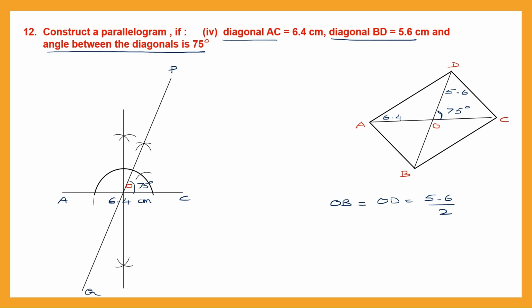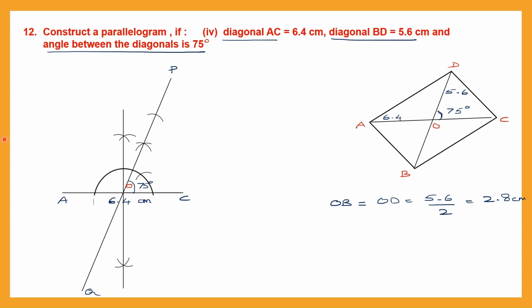Now how much is 5.6 divided by 2? That is 2.8. So 2.8 centimeters. So OB should be 2.8 centimeters. From here to here, this side is 2.8 and this side is 2.8 centimeters. So we're going to take our compass, get 2.8 centimeters, place it at O and draw an arc on this line PQ and draw one more arc on the line PQ below this, below AC. So one above AC and one below AC.